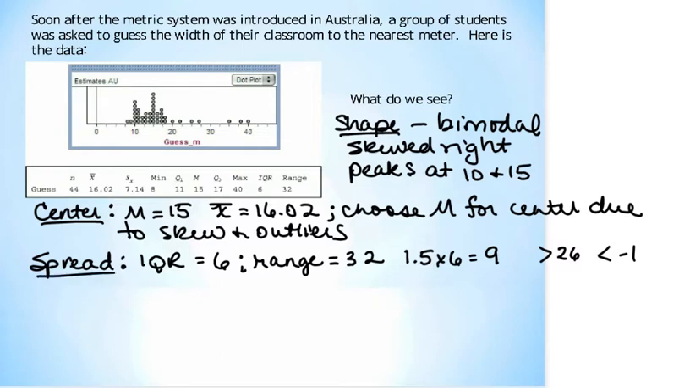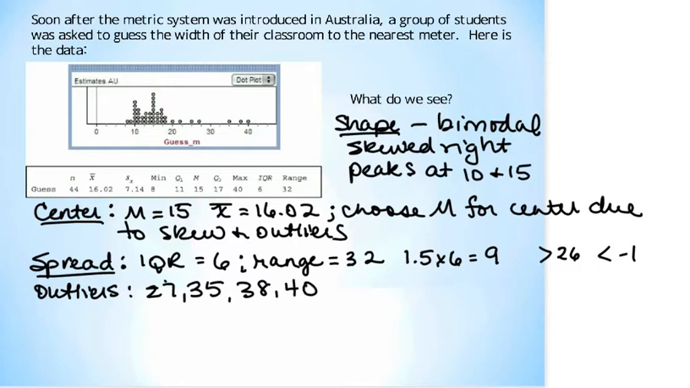And then what do we have? Well, our outliers, we already said, were 4. The highest guesses that we had were 27, 35, 38, and 40. Those are all outliers.